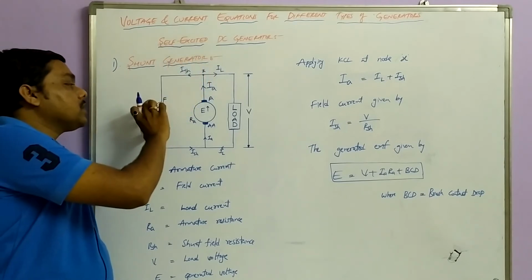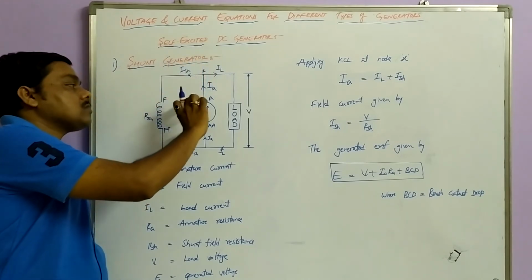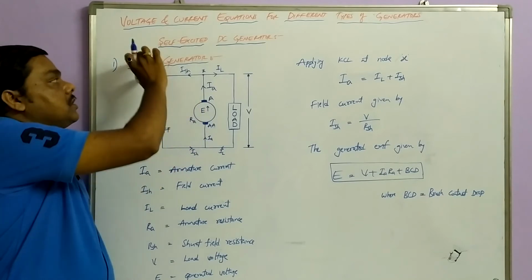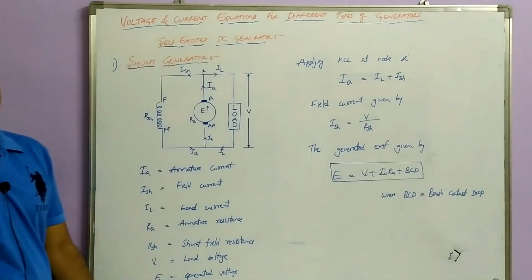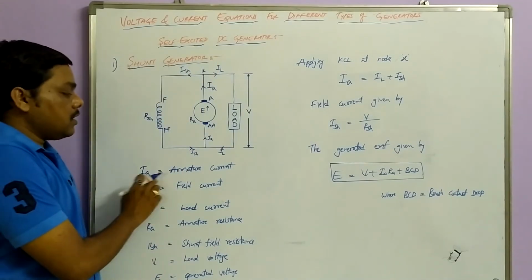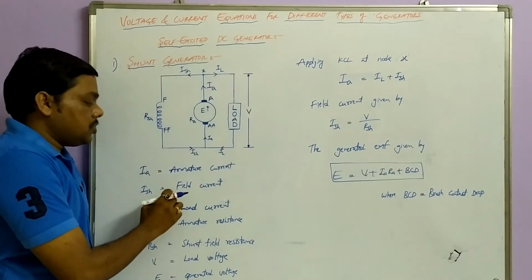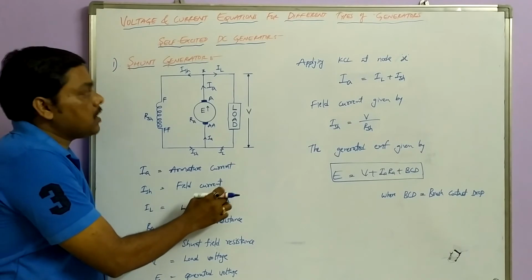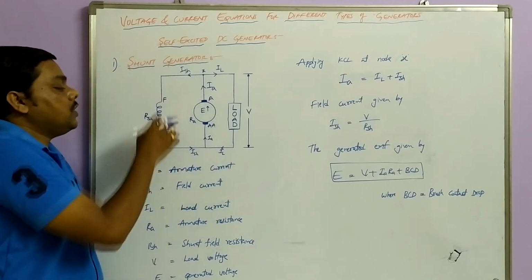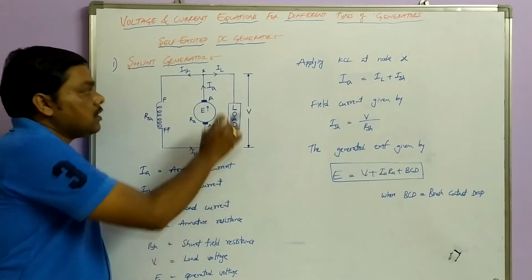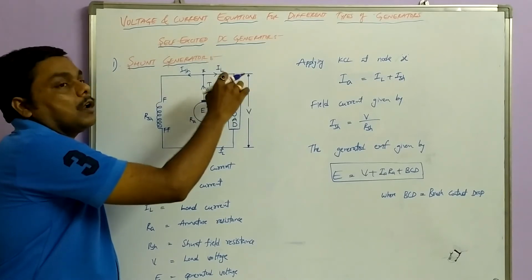When the field winding is connected, or shunted, across the armature, then the generator is called a shunt DC generator. We know that IA is the armature current delivered from the armature, ISH is the shunt field current, or simply field current, flowing through the field winding, and IL is the load current flowing through the load.